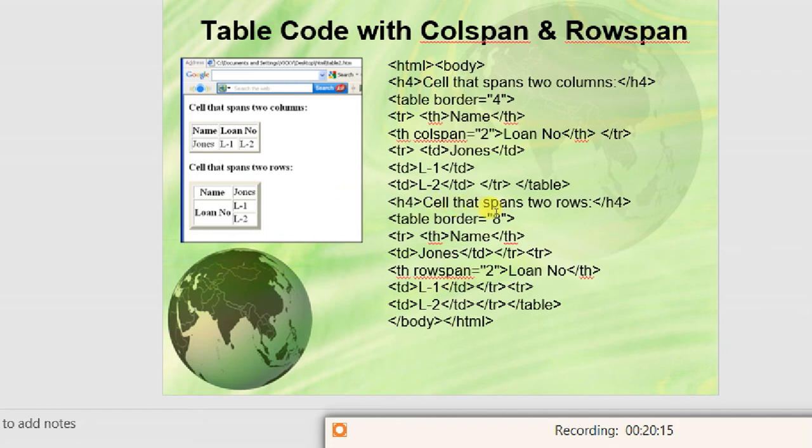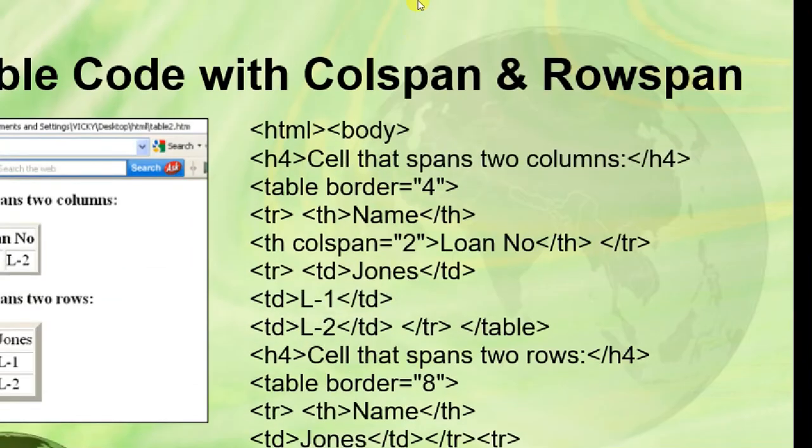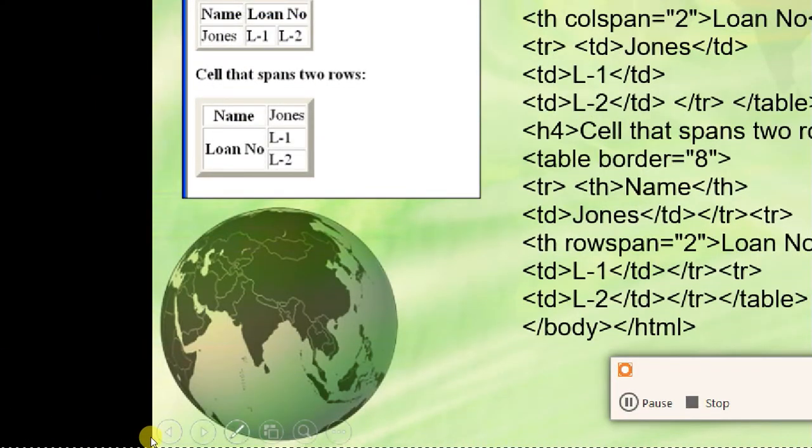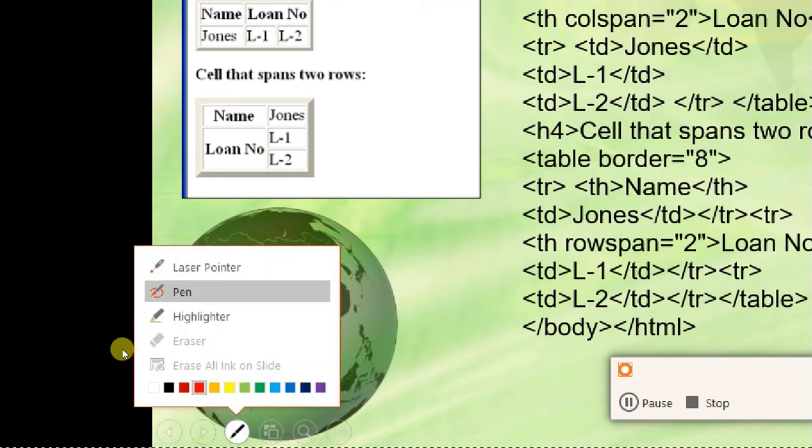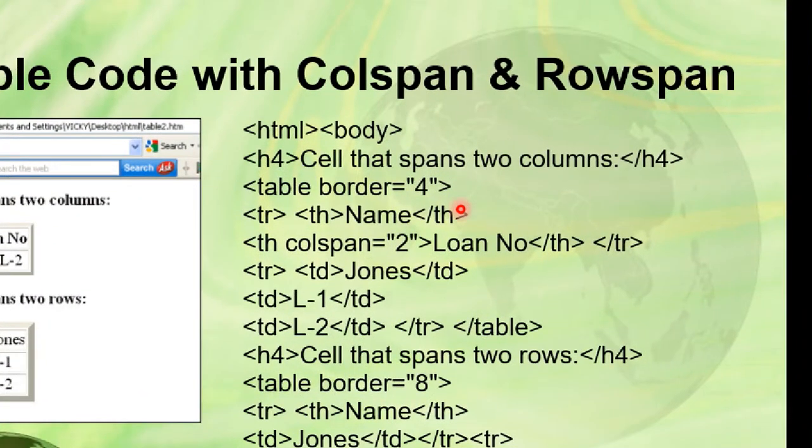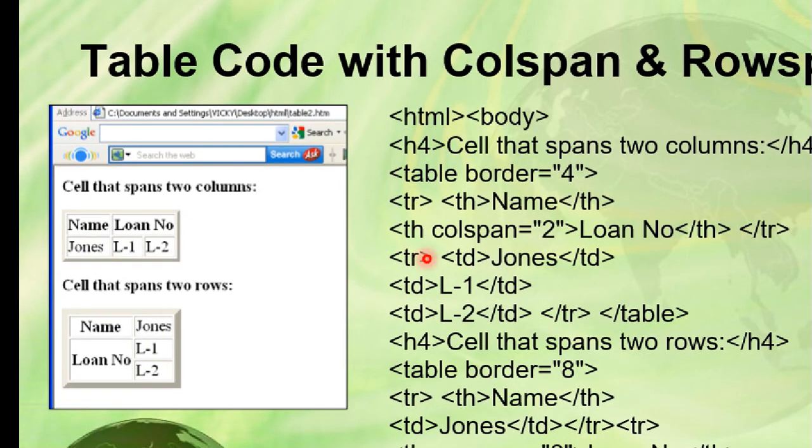How to use this? First is heading, and second is also heading, but with colspan. You have noted this. This is table border equals 4, name, colspan 2, loan number. Then cell, table data. Then insert into two cells.